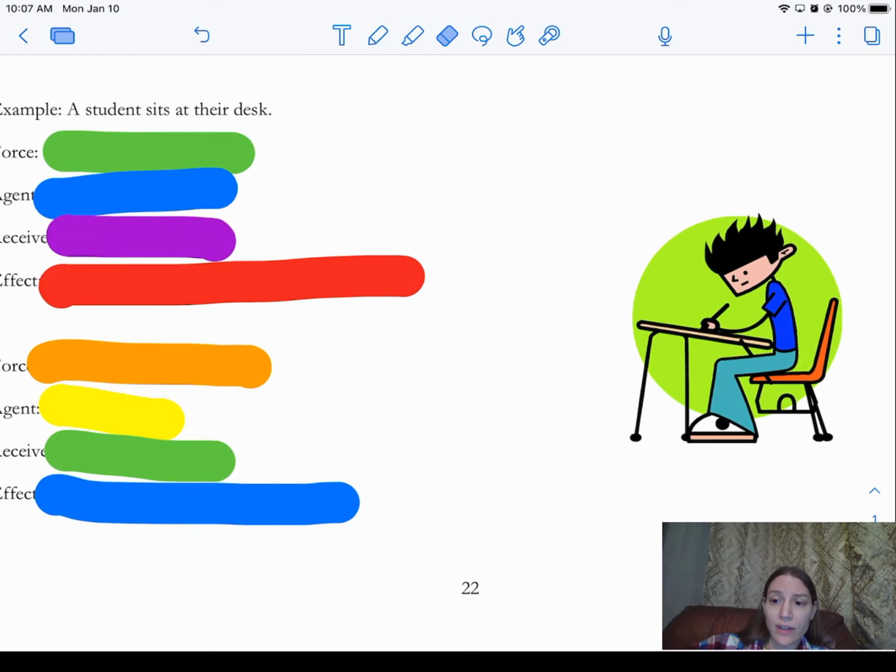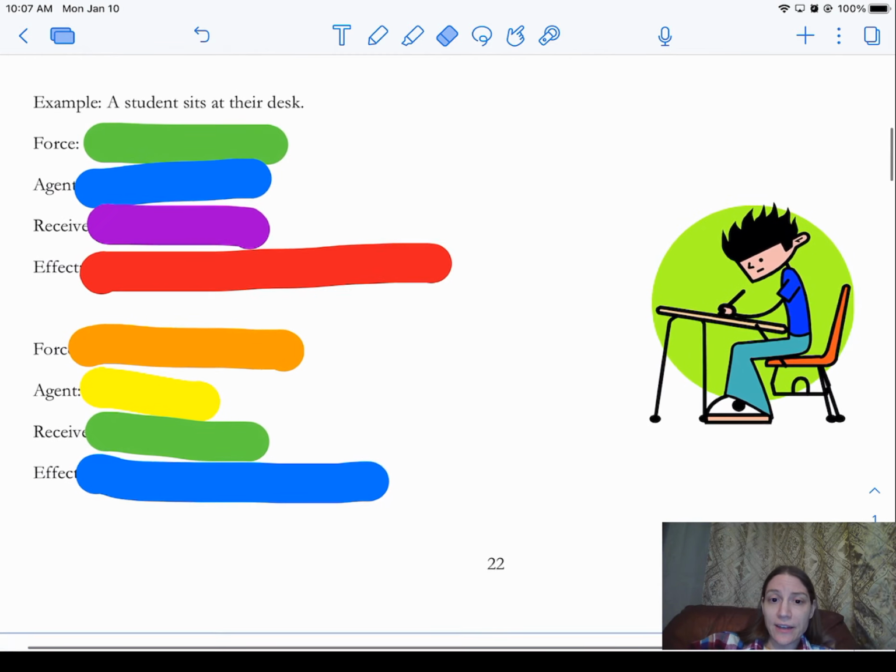Okay, so we've got a picture of a kid here sitting at a desk, and we're going to talk about some of the forces that are involved here. Now there might be some other forces. It looks like the kid is writing. Maybe they're moving their feet. Maybe some other things are happening that we can't tell from the picture.